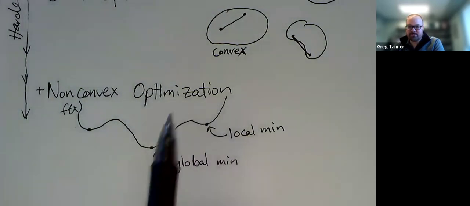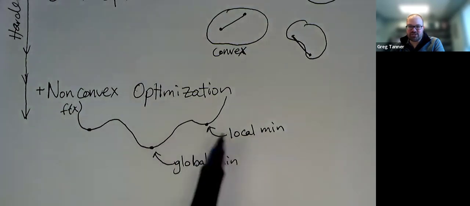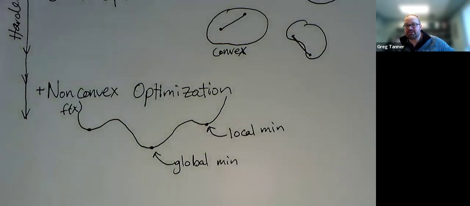Oftentimes in non-convex optimization, you're using strategies that try to help you get out of local minimums and to broadly search the space. Either that or you're settling for local mins and saying that's good enough. In optimization, there are a lot of problems where we're looking for the best, but sometimes we're just looking for good enough. And sometimes that's what you have to limit yourself to when you're dealing with non-convex optimization.